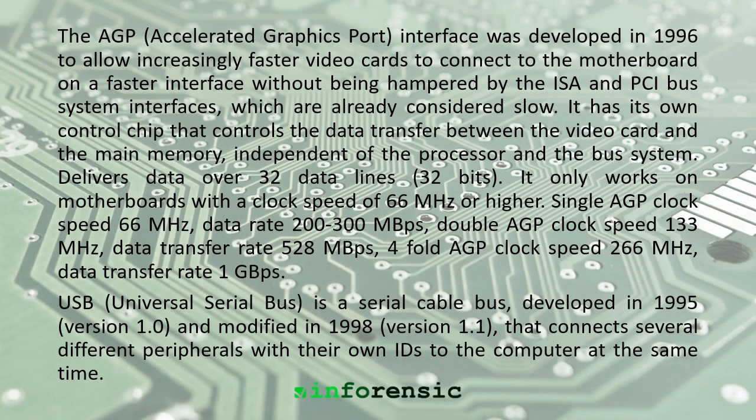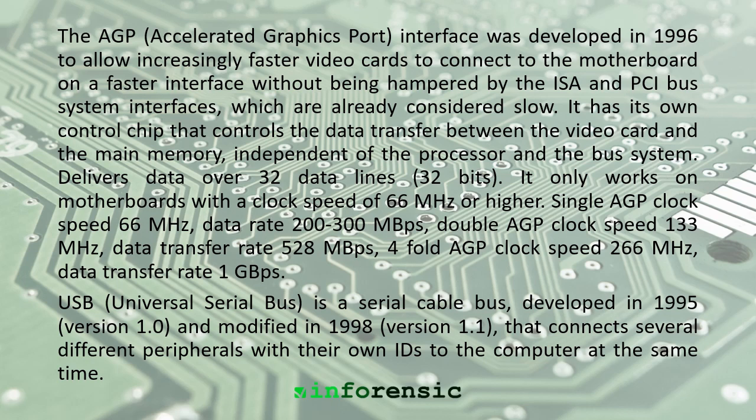The AGP, Accelerated Graphics Port, interface was developed in 1996 to allow increasingly faster video cards to connect to the motherboard on a faster interface without being hampered by the ISA and PCI bus system interfaces, which are already considered slow. It has its own control chip that controls the data transfer between the video card and the main memory, independent of the processor and the bus system. It delivers data over 32 data lines, 32 bits. It only works on motherboards with a clock speed of 66 MHz or higher.